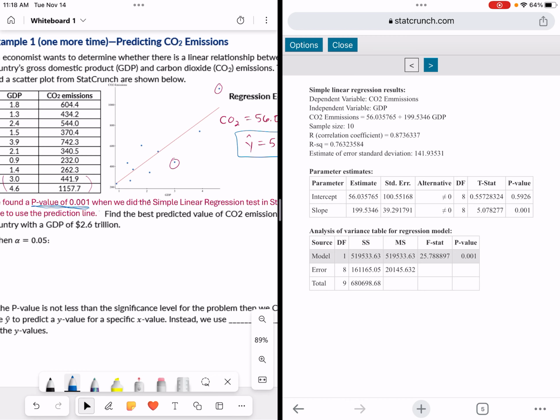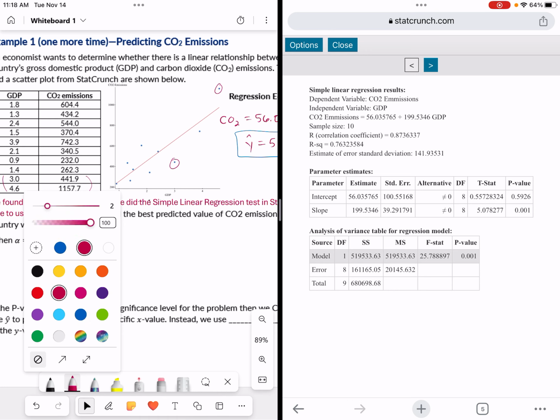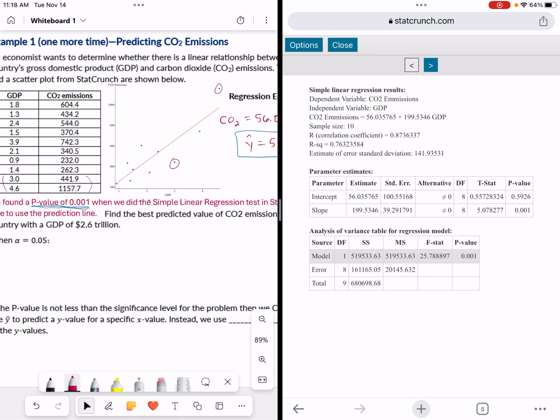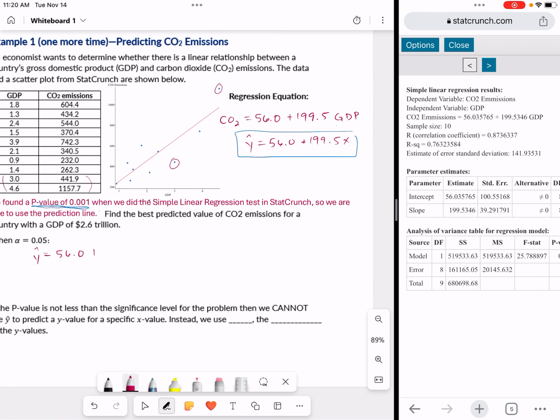So we can use this equation. And in order to do that, then what we would want to do is we're trying to find the CO2 emissions for a country with a GDP of $2.6 trillion. Well, that's going to be y hat equals 56.0 plus 199.5, and then this is our x value, 2.6.